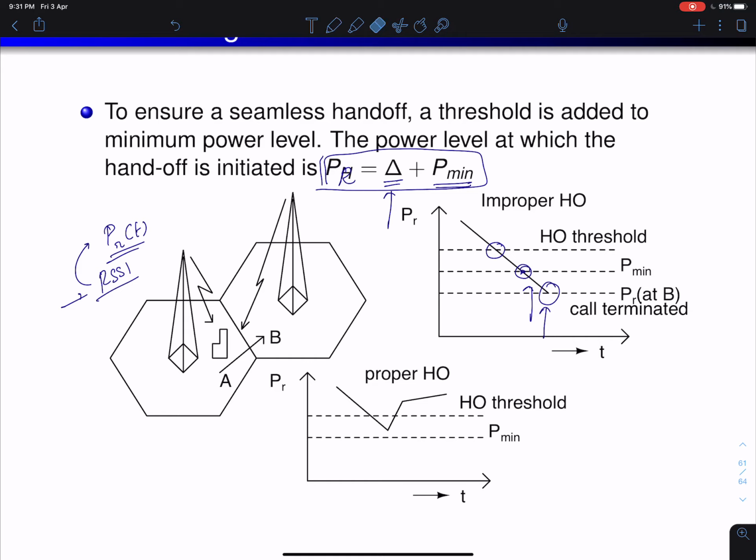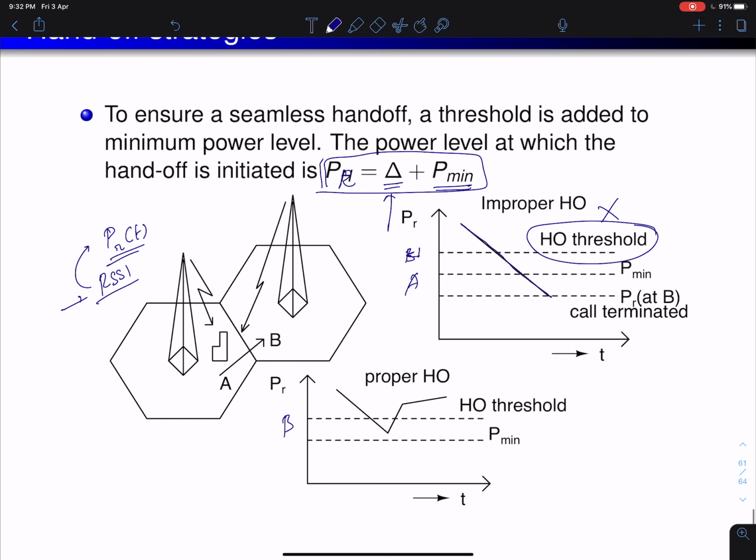So I have shown here two graphs. This is the power level recorded by a base station as a function of time. The base station here, I'll call it base station A, and this is base station B. If you see base station A, the signal power level is constantly decreasing, and if I don't do a proper handoff, that's what I'm showing here. I've shown an example where the handoff is not done properly. Meaning at this point, we didn't initiate the handoff. We waited for some time, the handoff was initiated poorly, so the call dropped.